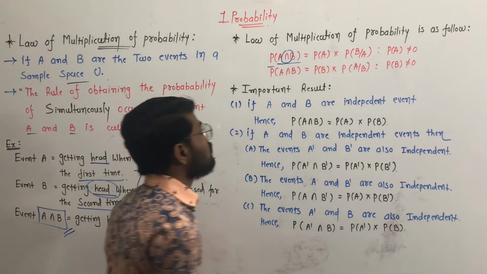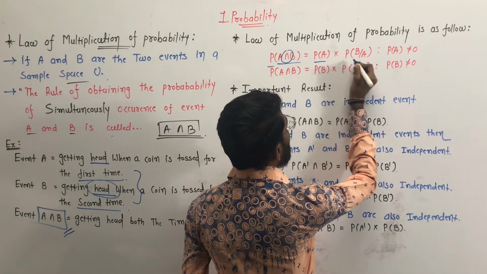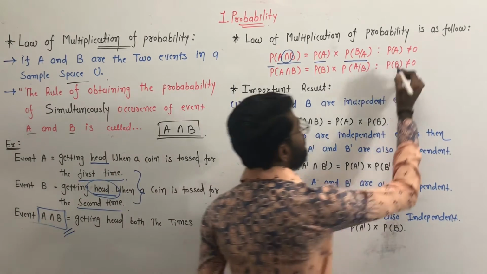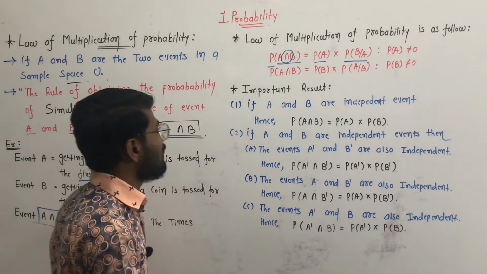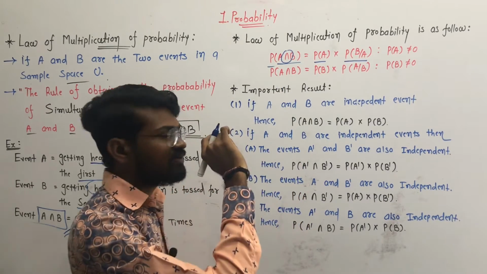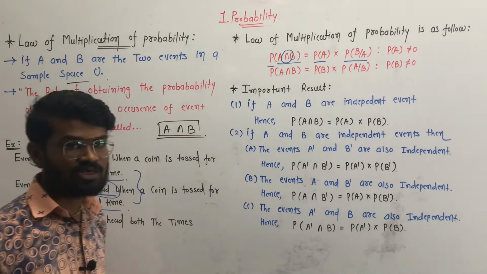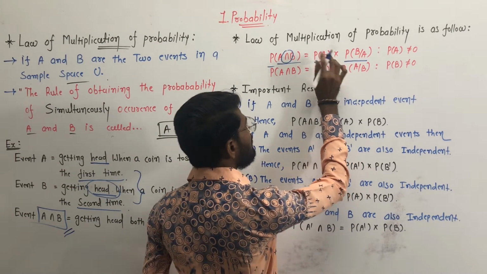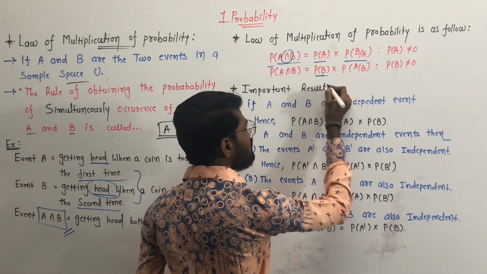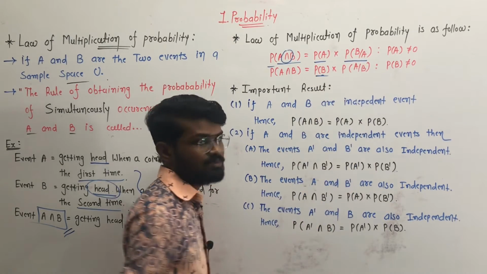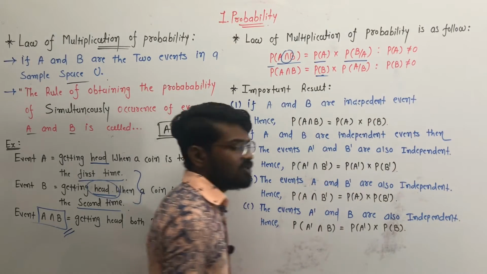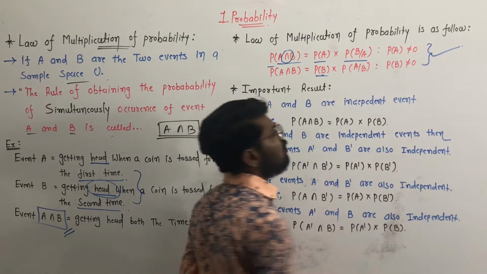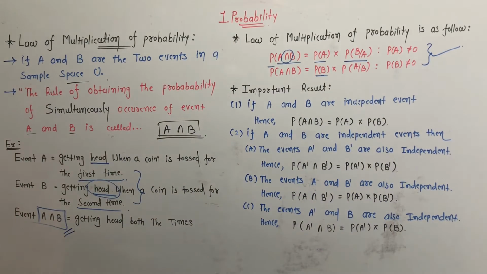The formula is: P of A intersection B is equal to P of A multiplied by P of B given A, where P of A is not equal to 0. And second, we can also write P of A intersection B as P of B multiplied by P of A given B, where P of B is not equal to 0. So this is the rule for the law of multiplication of probability.